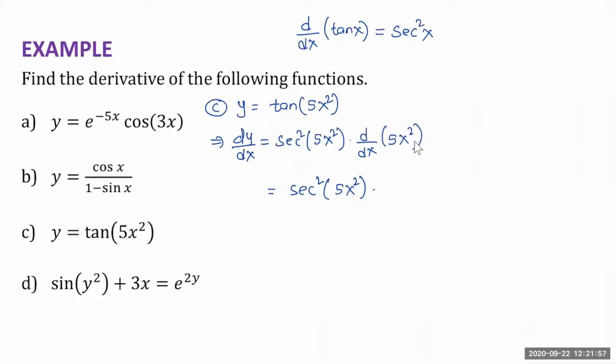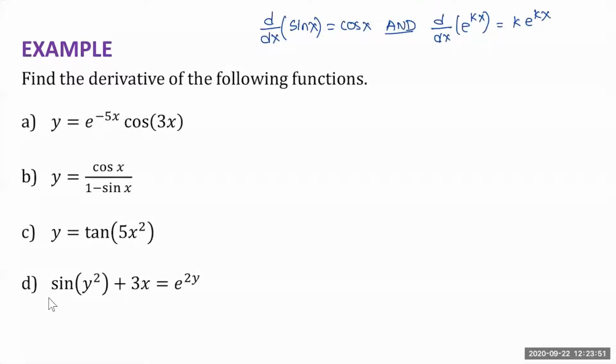Here you can use the power rule. You bring that 2 down, so 5 times 2 will be 10. And you reduce the power by 1. So here is x squared, and if you reduce the power by 1, that is 10x. So you can write that 10x in front. So 10x multiplied by secant squared of 5x squared. That is the derivative of the function y equal to tangent 5x squared.